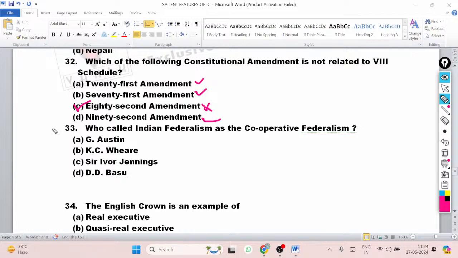Who called Indian federalism cooperative federalism? That will be Granville Austin. Granville Austin described Indian federalism as cooperative federalism because here the cooperation between the central and state governments is an essential factor for the successful functioning of the Indian Federation.